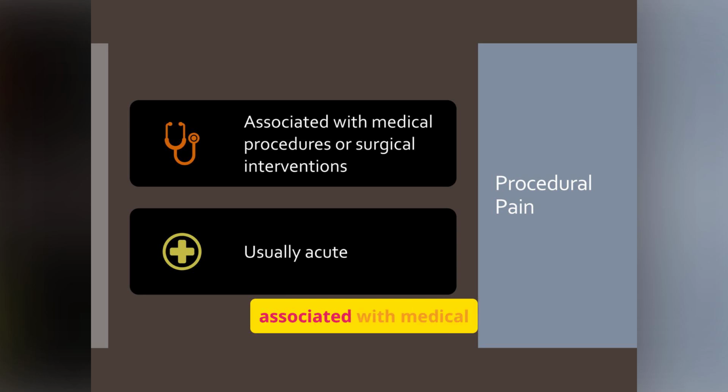Procedural pain is associated with medical procedures or surgical interventions. It's usually acute and requires careful management to minimize patient discomfort and anxiety. Examples include needle sticks, wound dressing changes, and catheter insertions. Anticipating this type of pain allows nurses to use preemptive strategies like topical anesthetics or relaxation techniques.